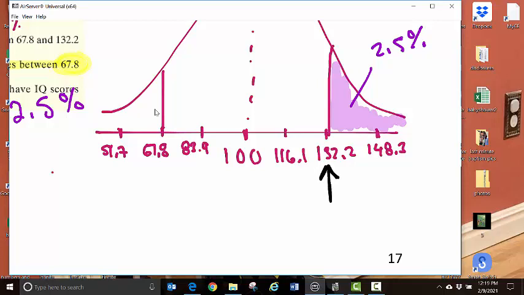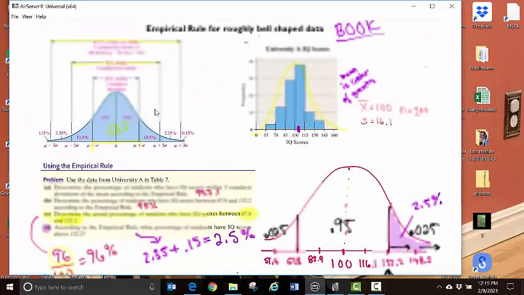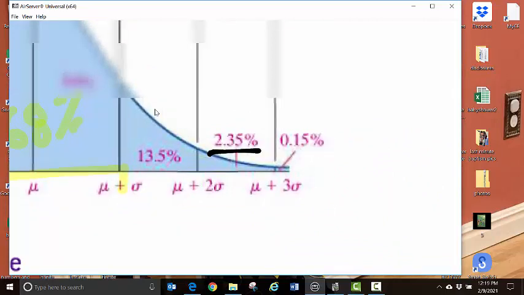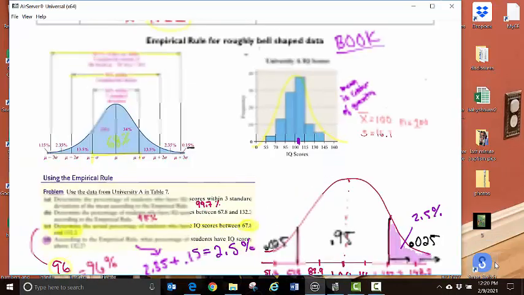Okay, so that's about 2.5% left. That's this part plus this part. And think about it, between here and here is 95, which means there must be 2.5% here and 2.5% here because it has to add up to 100. It's what we did last semester when we added up this piece and this piece. All right, so that's all review.